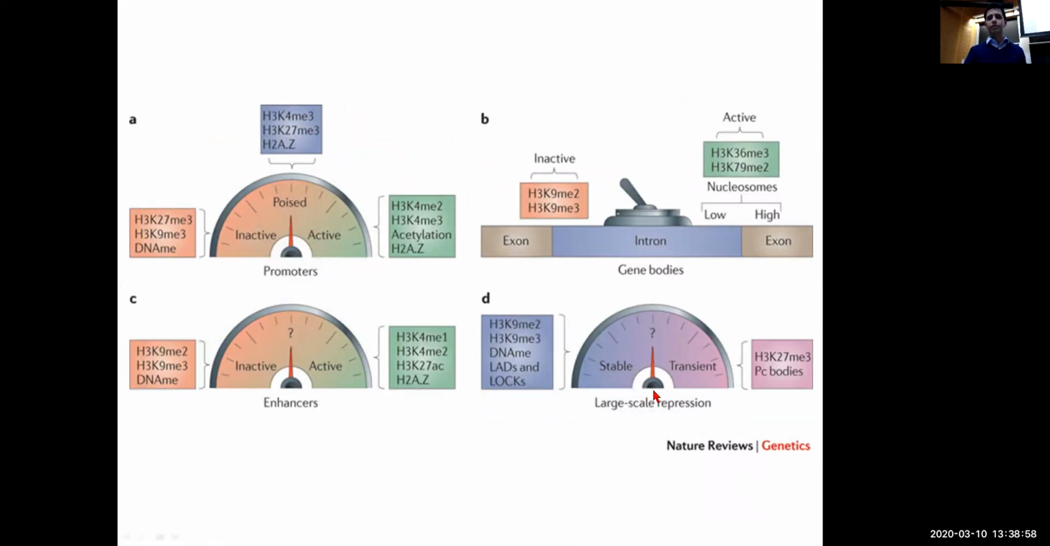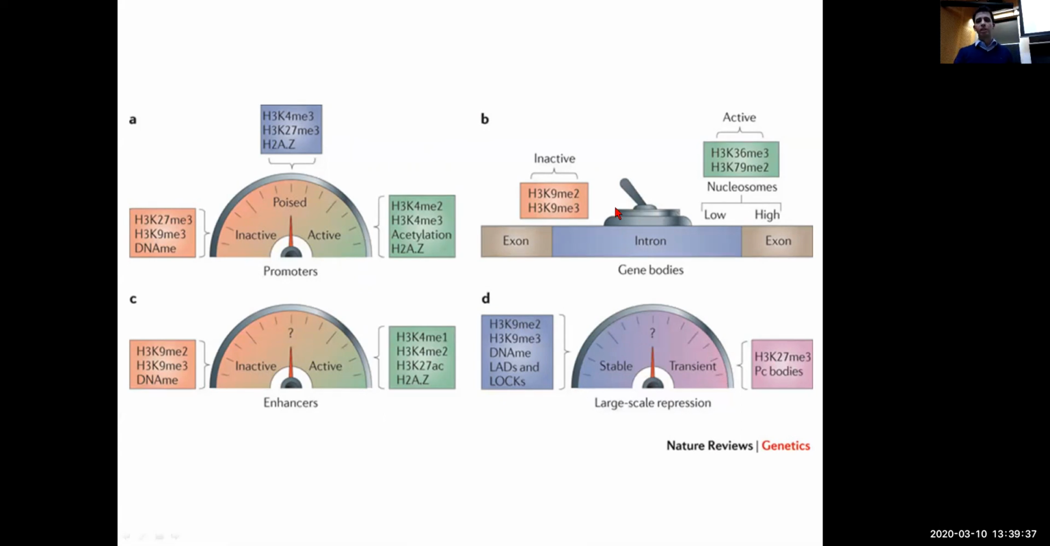You can have large-scale repression using either DNA methylation or these chromatin-associated marks or these lamina-associated domains. So the lamina is basically the periphery of the nucleus. Repressed regions are usually stuck against that periphery, and that's called the lamina. And lamina-associated domains are one form of this massive repression. And then these are stably repressed, and then there's transient repression, and that's polycomb and H3K27 trimethylation.